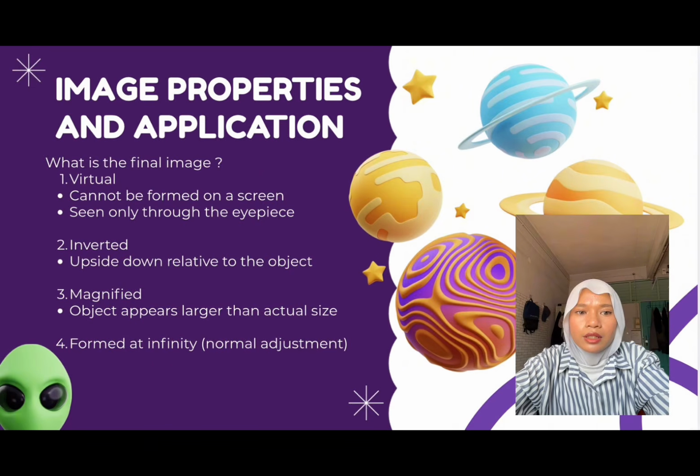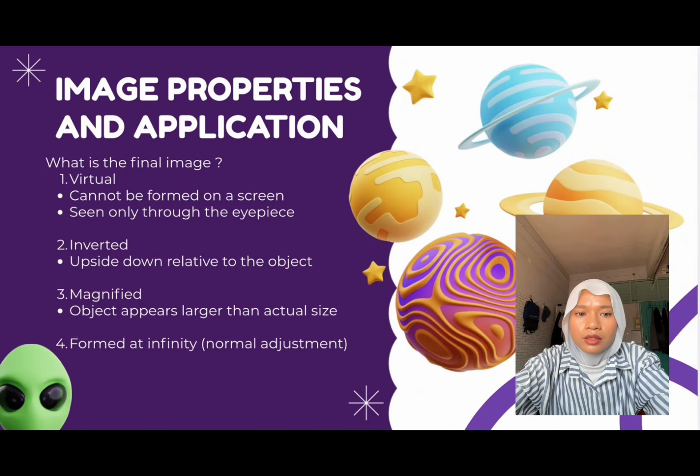The third property is that the image is magnified. The eyepiece acts like a magnifying glass, making the image appear larger than the actual object. This enables us to observe distant objects such as stars, planets, and galaxies.